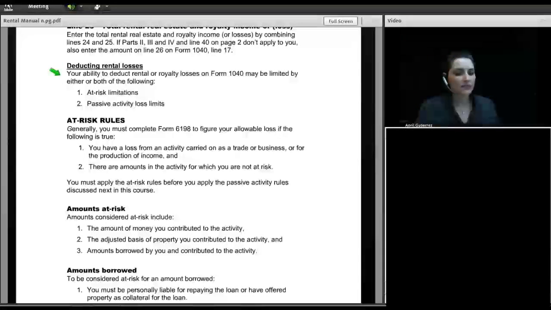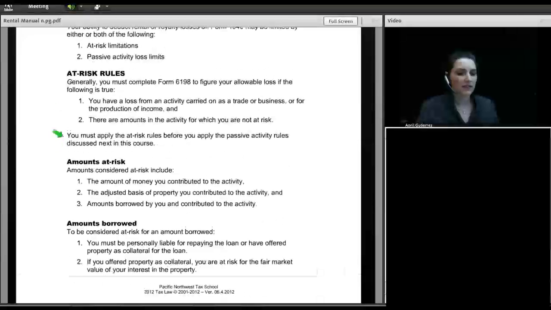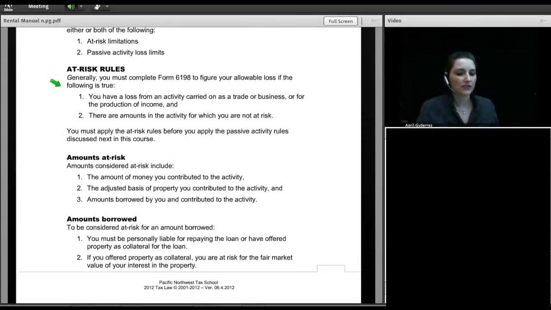Your ability to deduct rental or royalty losses on Form 1040 may be limited by either or both of the following. The first one being the at-risk limitations, and the second one being the passive activity loss limits. Let's look at the at-risk rules first.